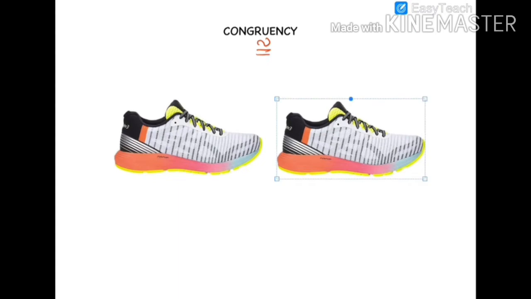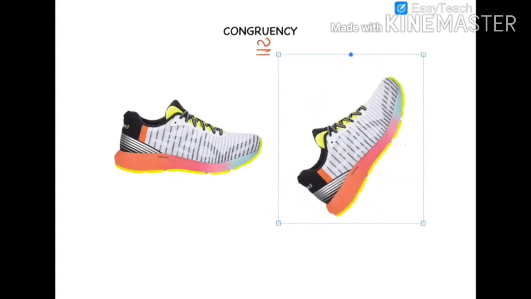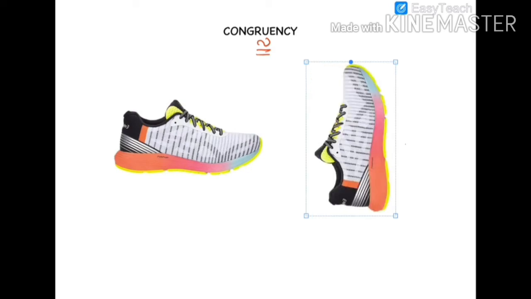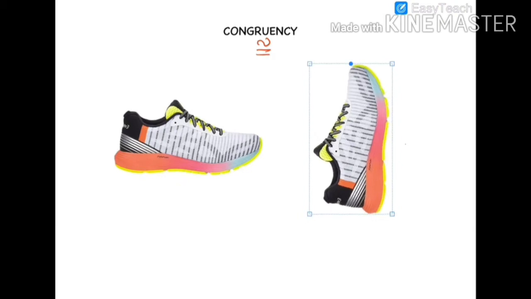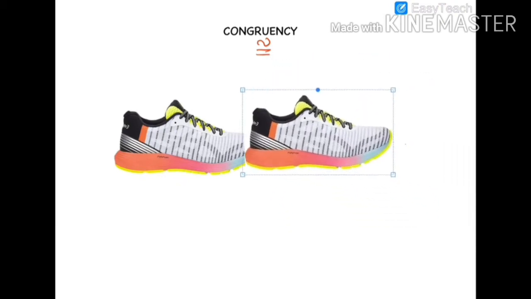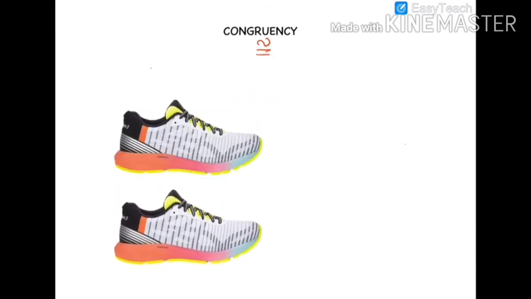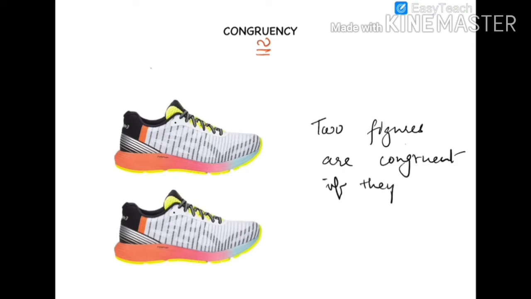Even if I change the color of the second shoe, or I rotate it by certain degrees, they are exactly the same shoes because they have same shape and same size, no matter what the orientation of second shoe is. So we can say that two figures are congruent if they have same shape and same size.